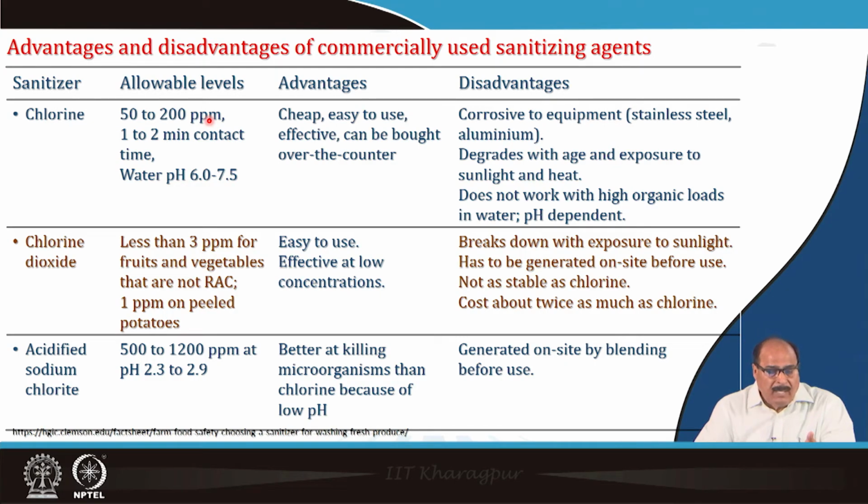Chlorine dioxide: the recommended level is less than 3 ppm for fruits and vegetables, even 1 ppm for peeled potatoes, etc. It is easy to use and effective at low concentration, but it breaks down with exposure to sunlight, has to be generated on site before use, and is not as stable as chlorine. Cost wise also it is about twice as costly as chlorine.